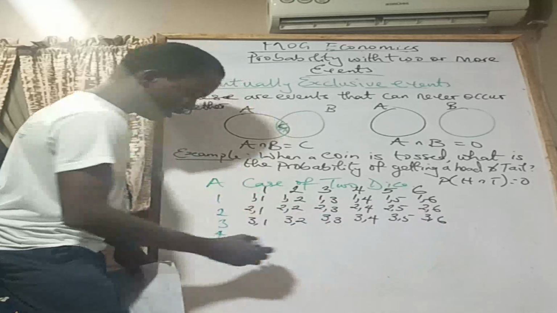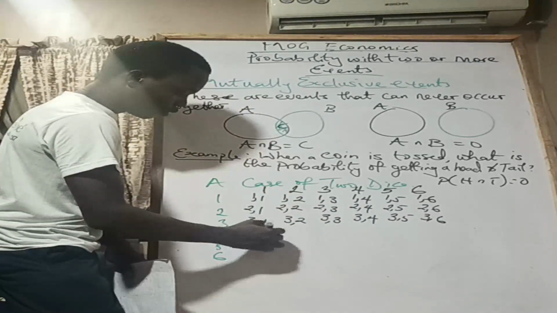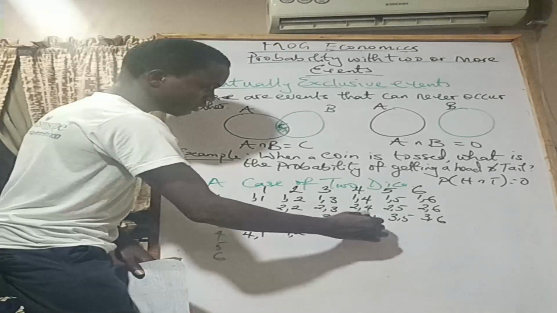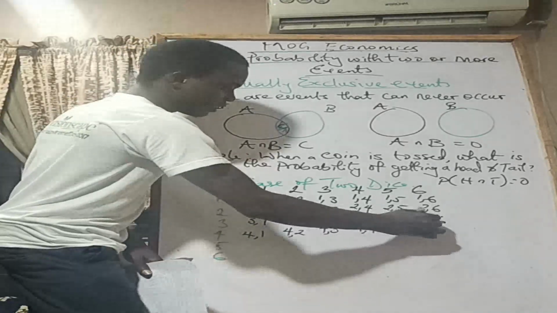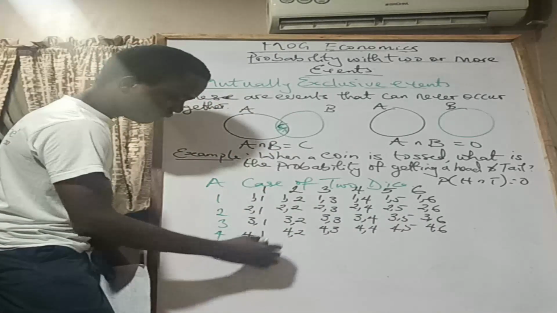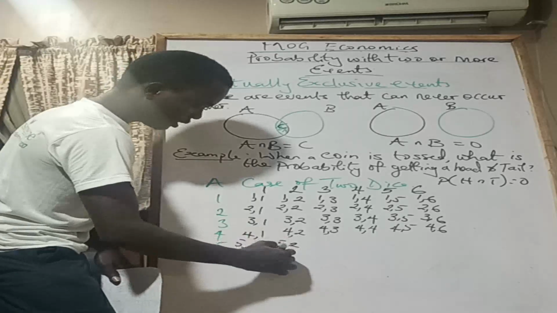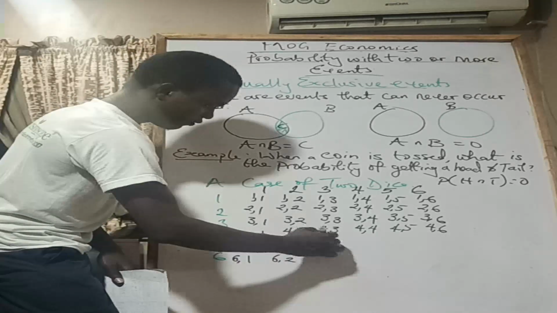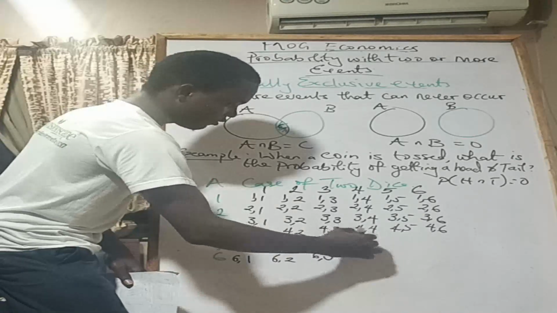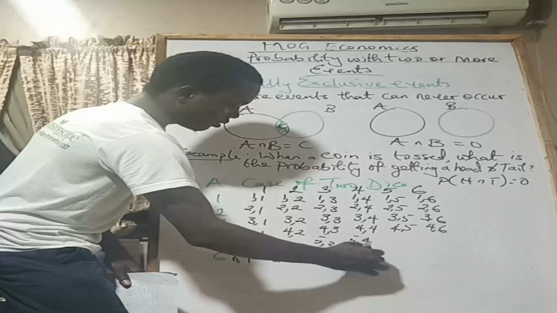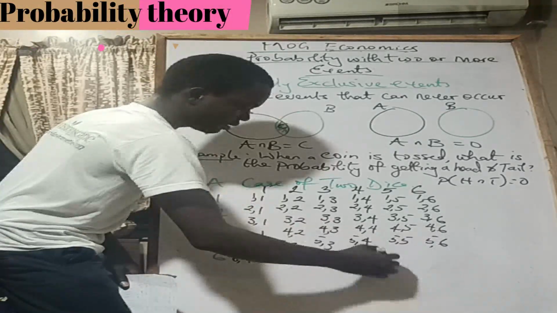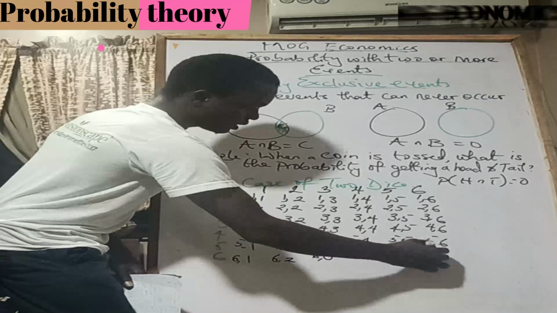I could have written out all of these things on my own, but I just want you to follow through. 4, 1, 4, 2, 4, 3, 4, 4, 4, 5, 4, 6. Then 5, 1, 6, 1, 5, 2, 6, 2, 5, 3, 6, 3. I'm just trying to write them together. 5, 4, 6, 4, 5, 5, 5, 6. Then we have 6, 5, 6, 6.